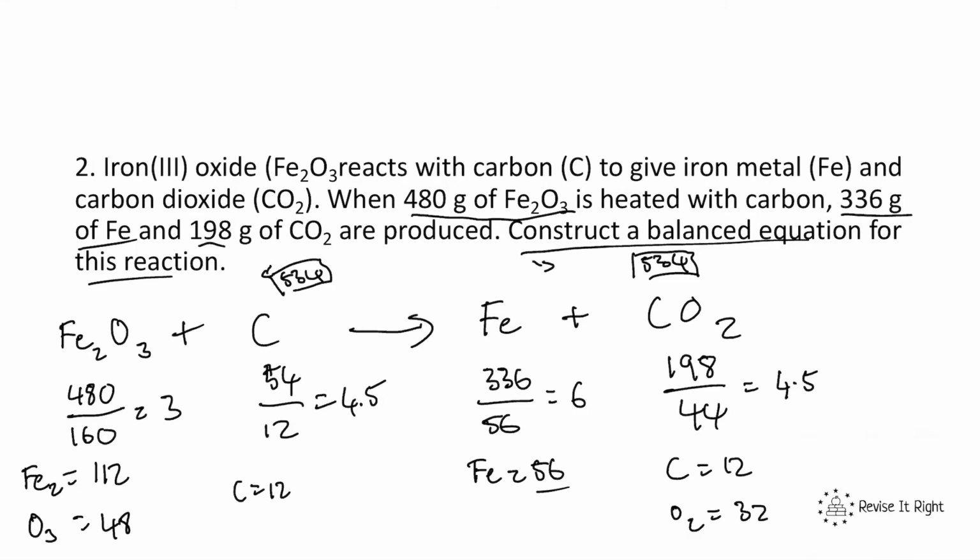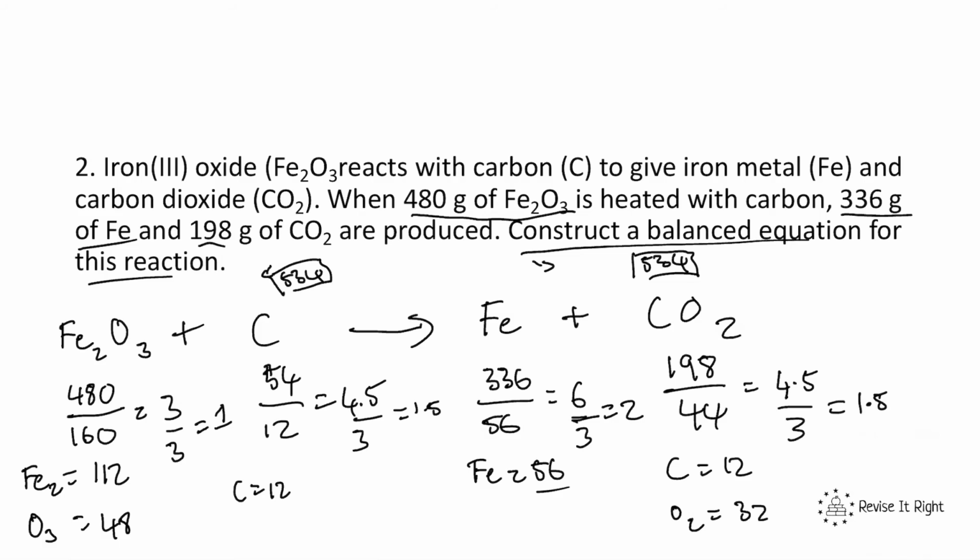Now again, these are just in decimals, so we do need to convert them. And again, we can divide by the lowest one, and the lowest one here is 3. So we can do 3 divided by 3, which gives us 1. 4.5 divided by 3, and that gives us 1.5. And again, we can't use that, so that's going to cause a problem. So we'll get to that in a second. 6 divided by 3 gives you 2. And 4.5 again divided by 3 gives you 1.5.